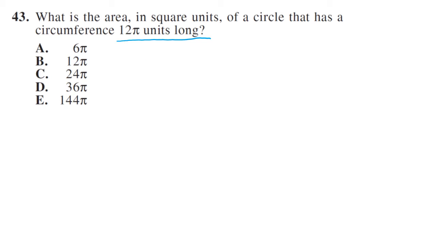So the circumference formula is 2 pi r. So the circumference here, 2 pi r equals 12 pi. Look at our answer choices. It has pi in all the answer choices, so we can actually ignore the pi's, really. They cancel. So 2 pi r, divide both sides by 2, we get r equals 6.